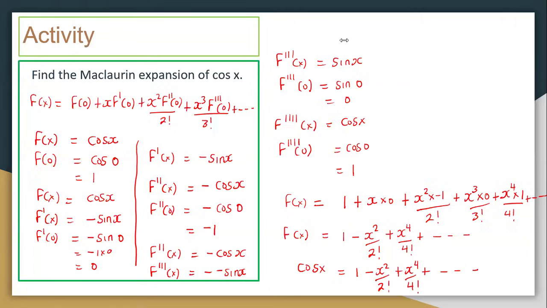Get at least 3 terms. 1, 2, 3 terms, in case the question is open. But in some questions, they will restrict, they will say up to the power of 4. But in case the question is open, make sure you get at least 3 terms.